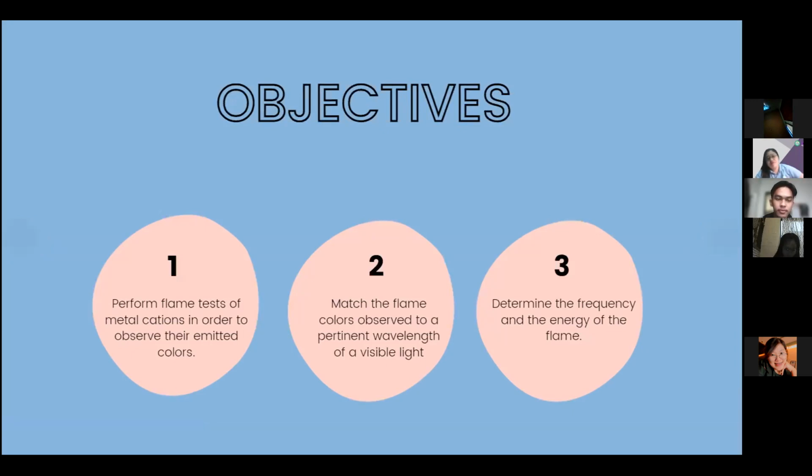Objectives: Perform flame tests of metal cations in order to observe their emitted colors. Match the flame colors observed to a pertinent region of visible light. Determine the frequency and the energy of the flame. For the flame test, let us have Ms. Gapa to show us the schematic diagram of the procedures on how to do it properly.